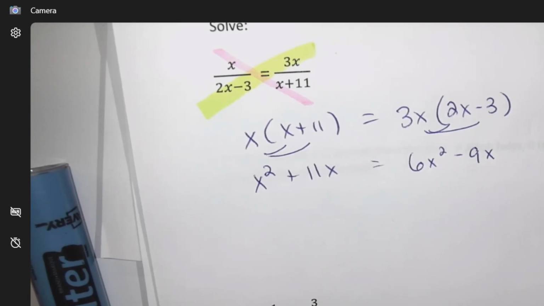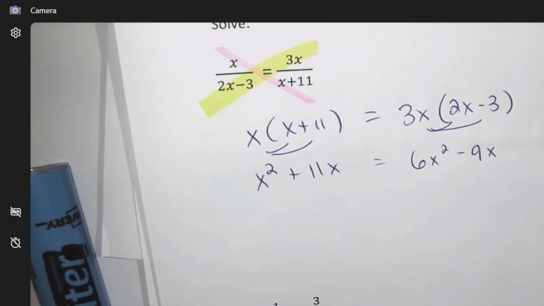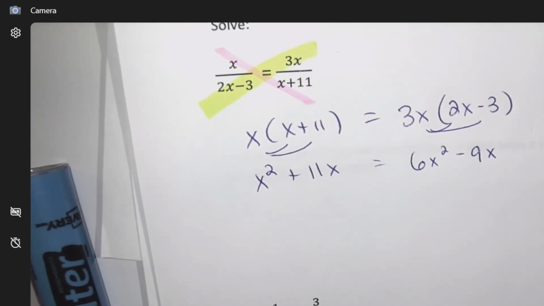Okay, what do you do? Because right now I can see two variables. There's x squareds and x's in this. So what do you have to do if there's two variables? You need to equal 0. Okay, as soon as you see two variables involved, there's an equal 0 needing to happen.